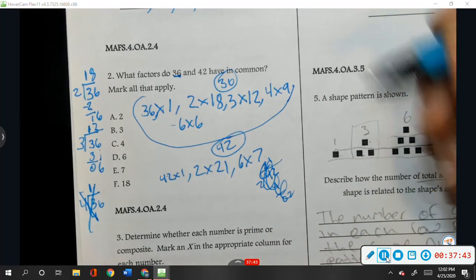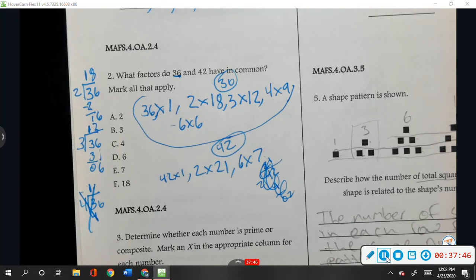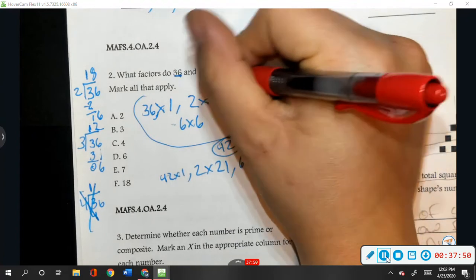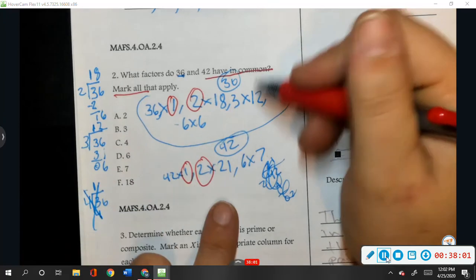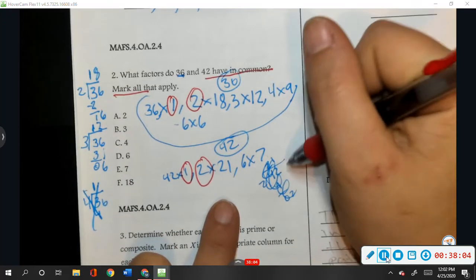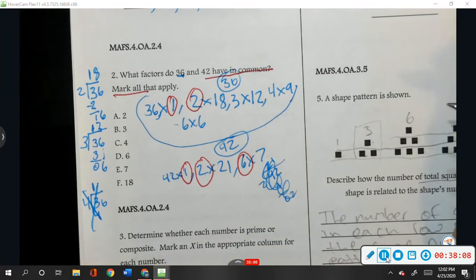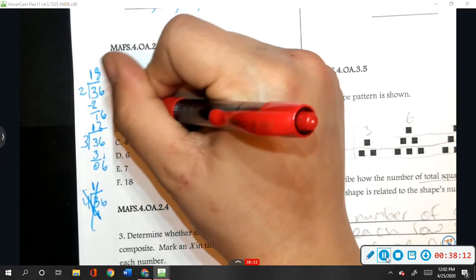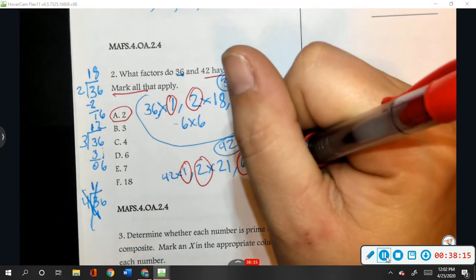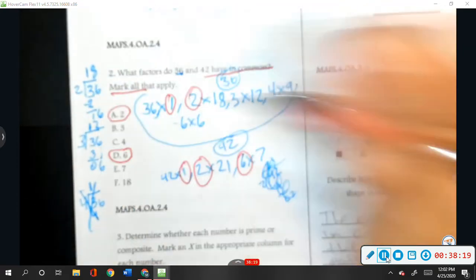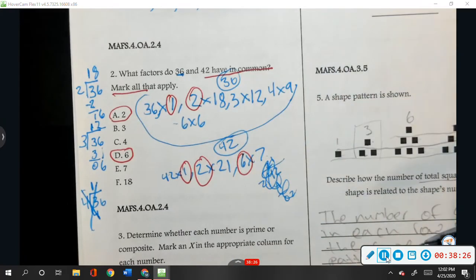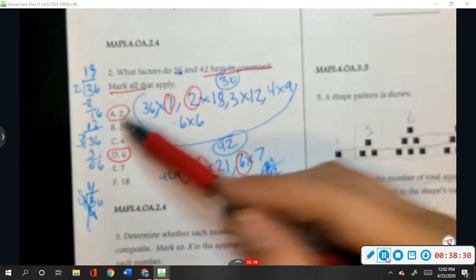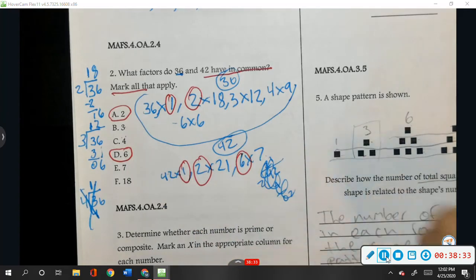So, did we answer our question yet? No, we did not, because we still have to find the ones they have in common. So, they're going to have 1 in common, because all numbers have 1. They have 2 in common. They do not have 4 in common, but they do have 6 in common. So it would be 2 and 6. Okay, perfect. And you can always go through and double check that by redoing all of your math.